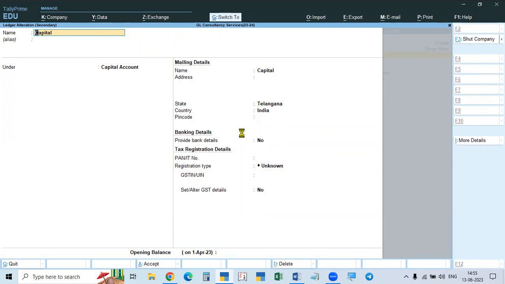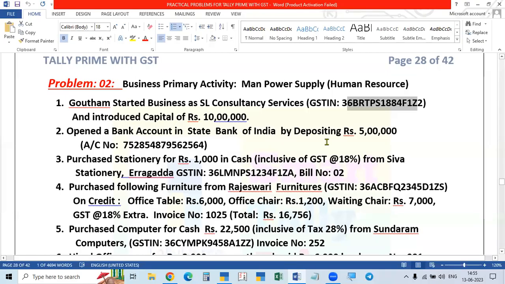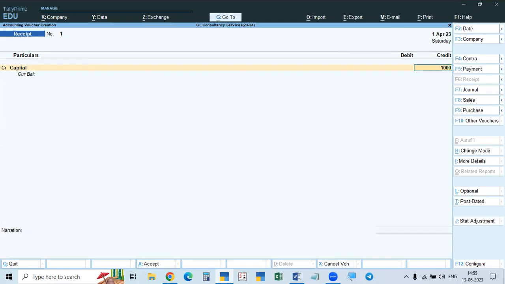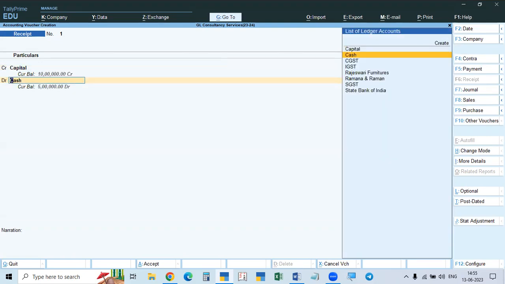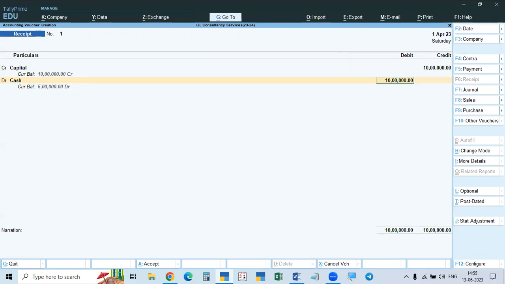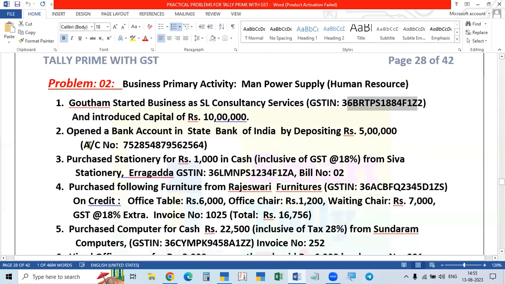So everything is the same. And then the capital account is 10 lakhs. It is the capital introduced, 10 lakhs. Then cash is automatically created by default, 10 lakhs. The narration will be capital introduced. Okay, over.